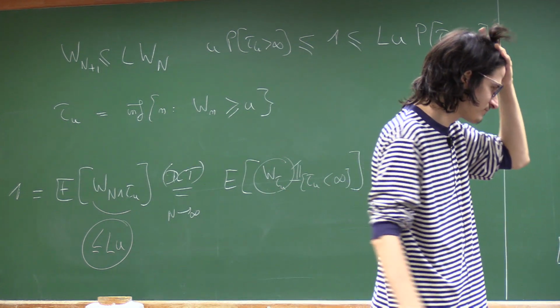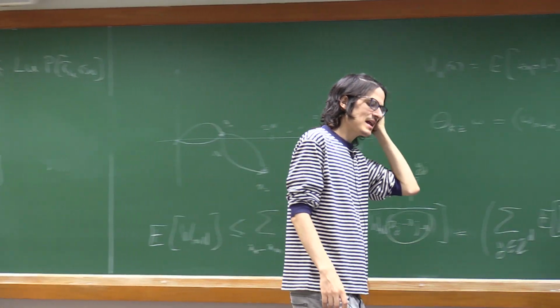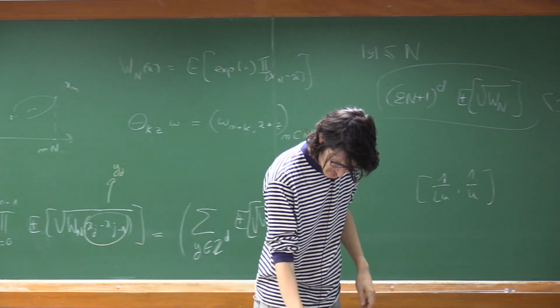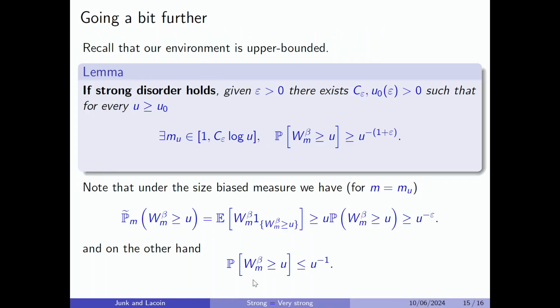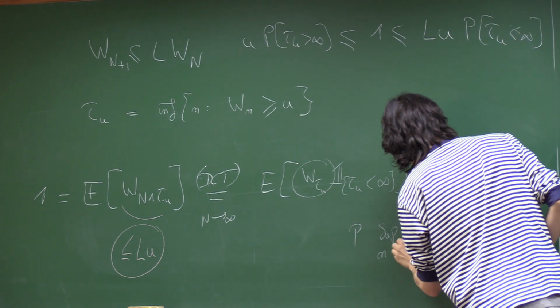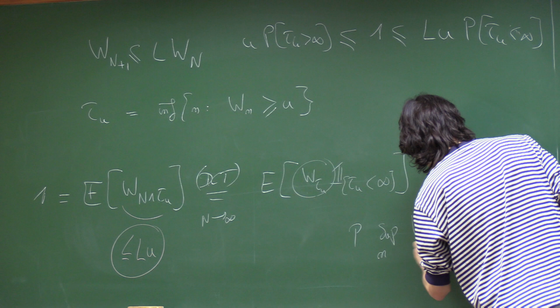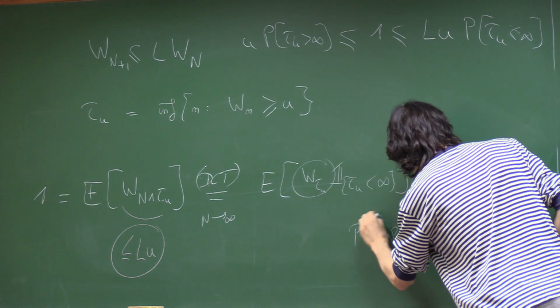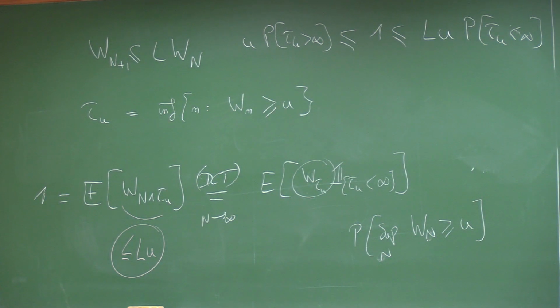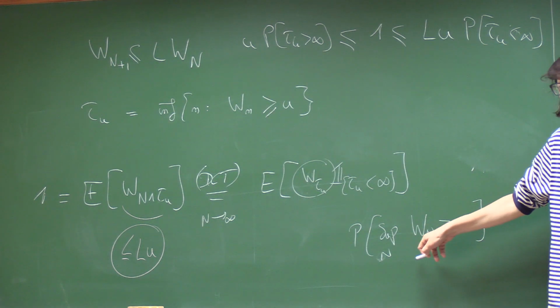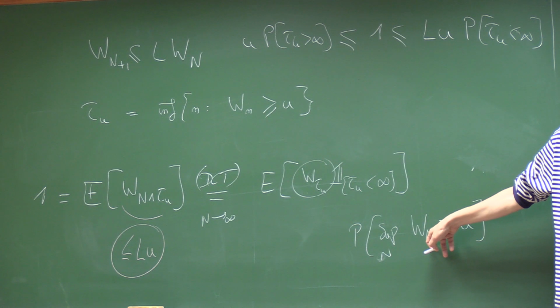Okay, so this is nice, but slightly inconvenient for our purpose. So the next step is really to reinforce this result. We have some information about the probabilities that the sup over n of Wn is larger than u. What the problem is that we don't know for which value of n the sup is attained.